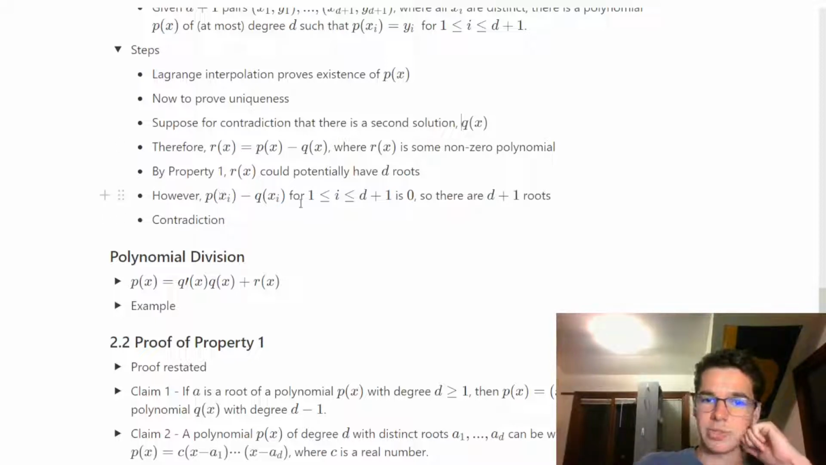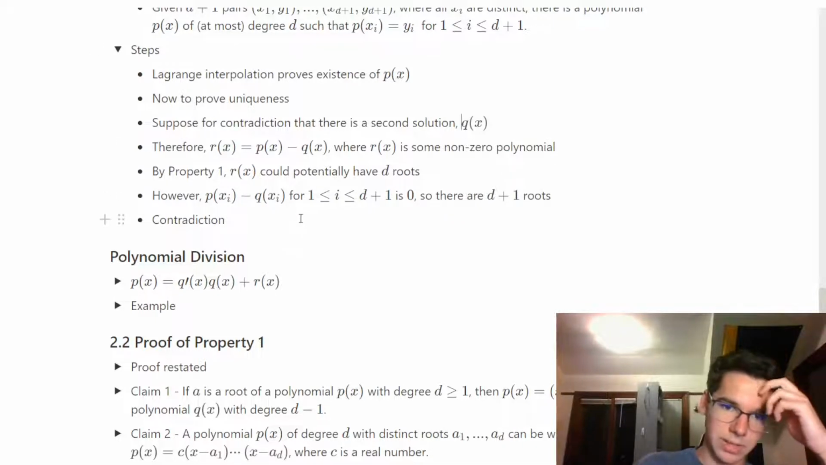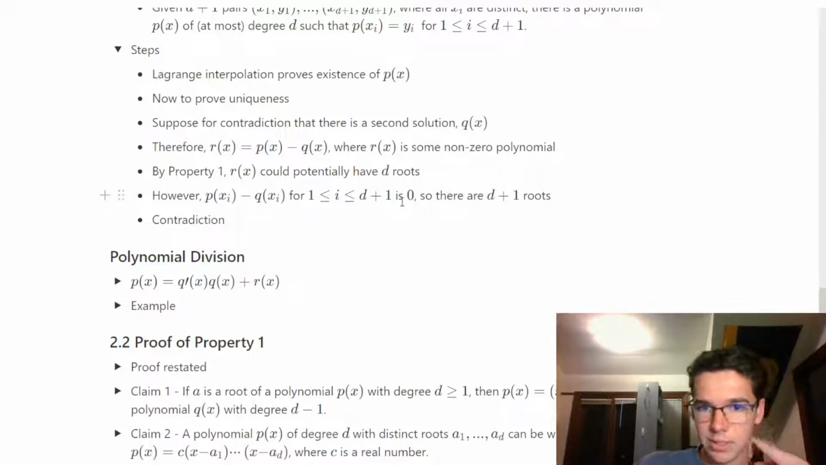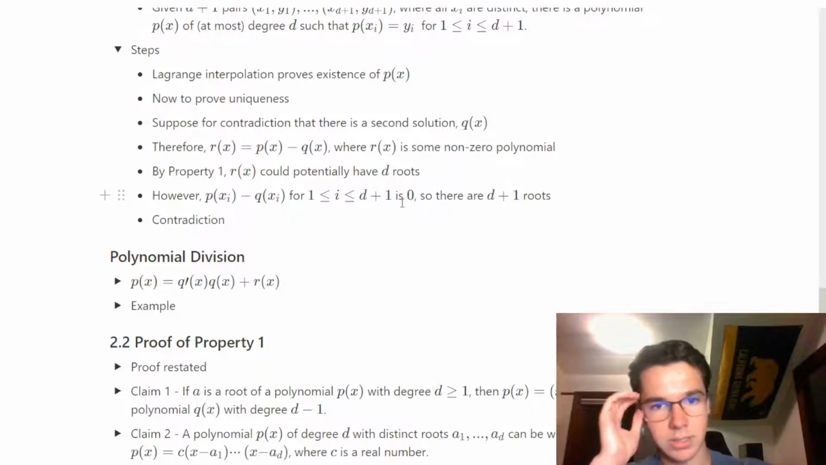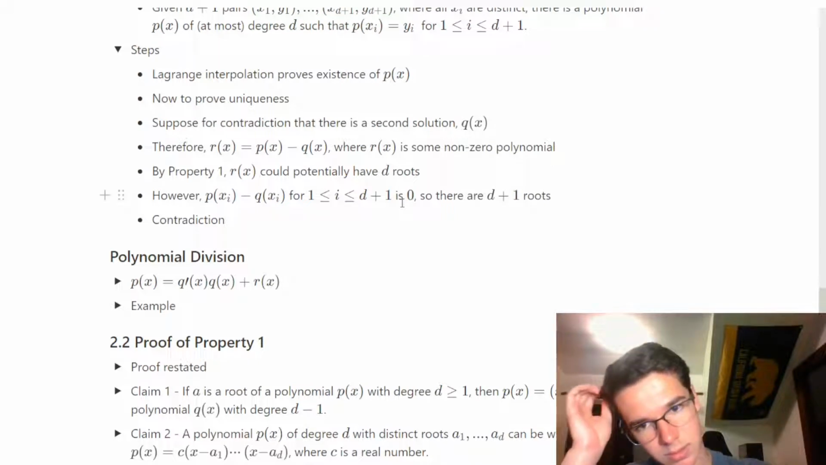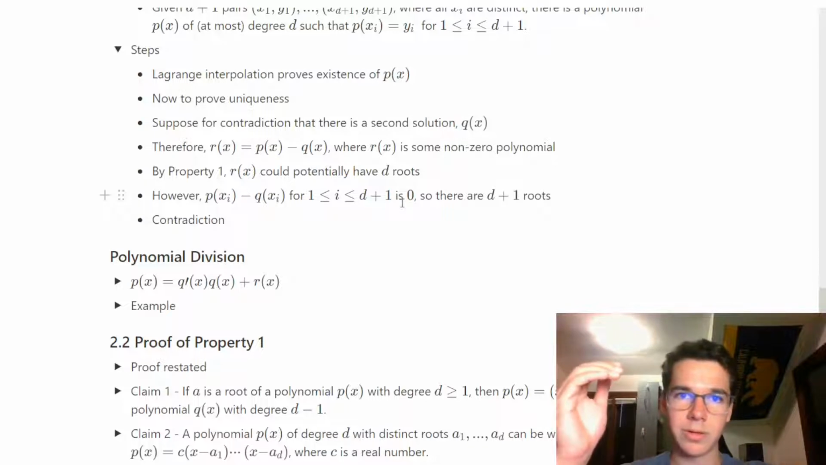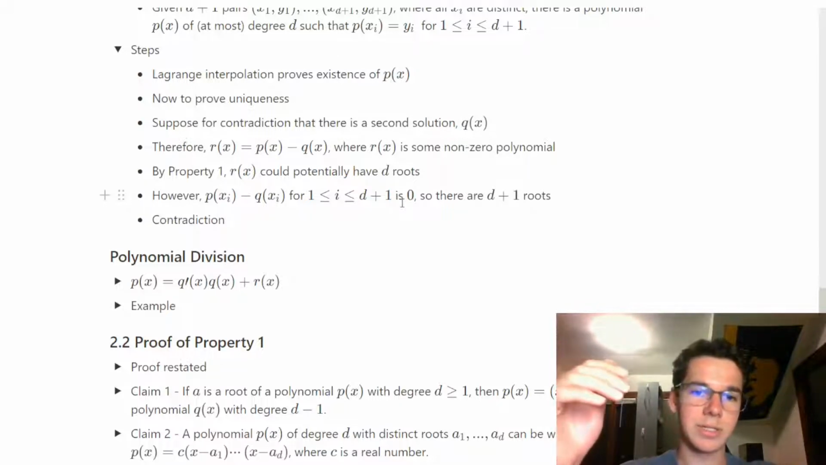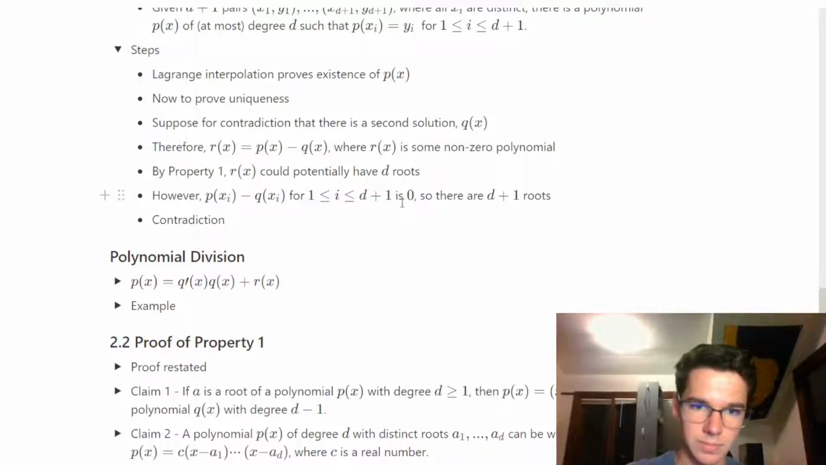However, if we subtract solution 1 from solution 2, and then we evaluate it at every point, we're going to see that it has a 0 at every point. So that means that there are d+1 roots, which means that this polynomial should actually have more than degree d, which it can't. So that is the contradiction there.